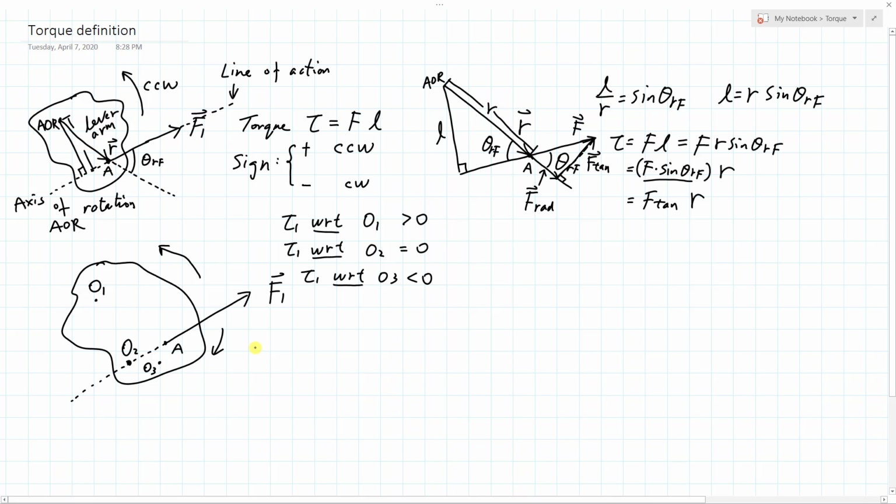And this also tells you when you're doing a calculation, you should have a fixed axis of rotation. You pick that axis of rotation, you stick with it.